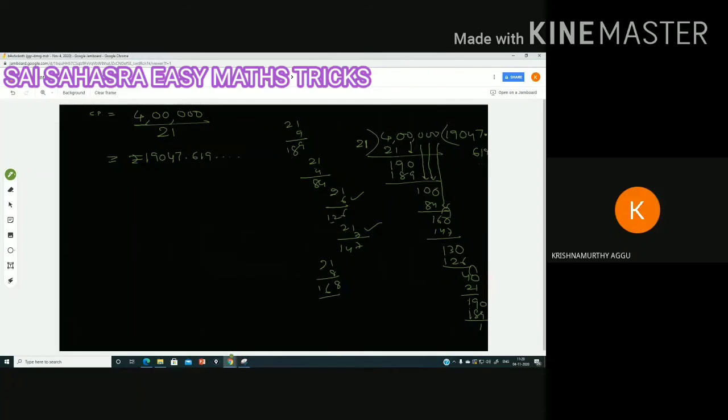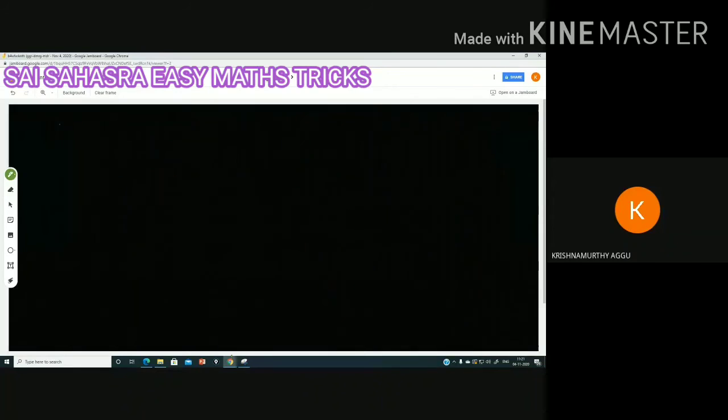19047.619 and so on. 619 is approximately 620. So that is why I can write the point after two digits, 0.62. So 19,047 rupees 62 paise on selling, that is the cost price of the first buffalo. In the same way, we have to find out the cost price of the second buffalo. Let me go with the cost price of the second buffalo, the other buffalo.